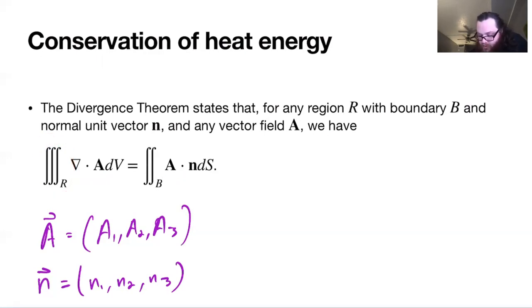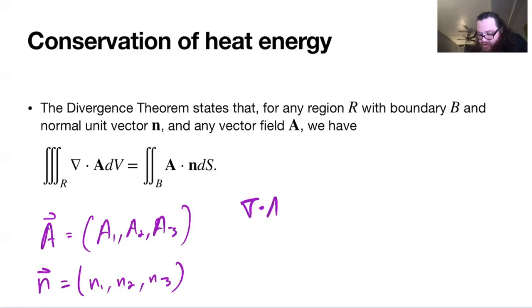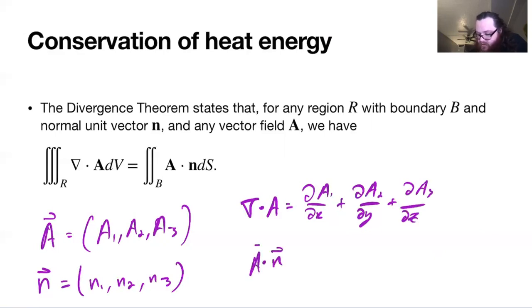Here, the divergence of A was dA1/dx plus dA2/dy plus dA3/dz. A dotted with n was A1 n1 plus A2 n2 plus A3 n3. I won't go through the proofs here, but essentially the idea is that the divergence of a vector field measures how much that vector field flows through a point.